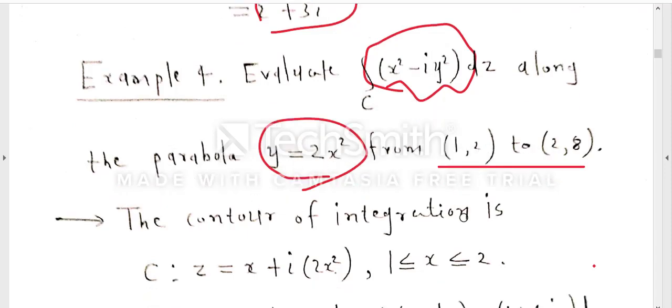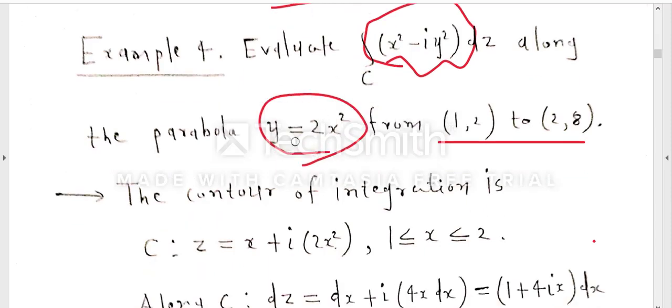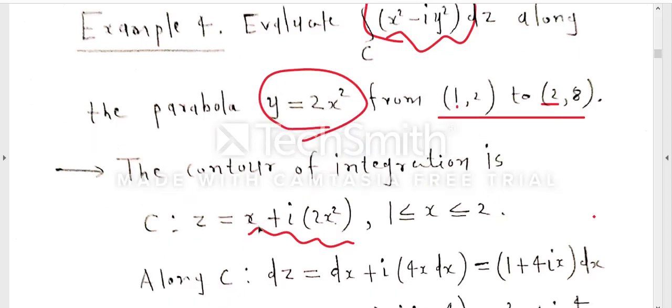So we can represent in terms of parameter x. We have y equal to 2x square. So we can put y equal to 2x square in z equal to x plus iy. So z is x plus iy and y is 2x square. And here you can see the value of x goes from x equal to 1 to x equal to 2. So it is from 1 to 2.